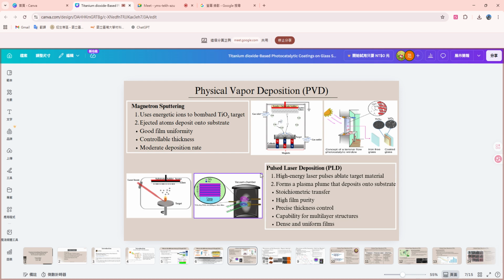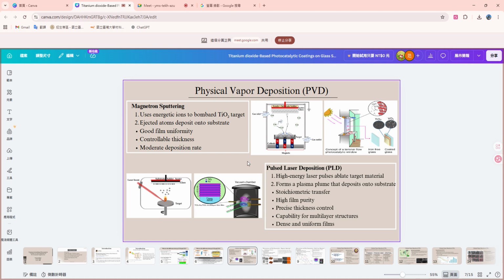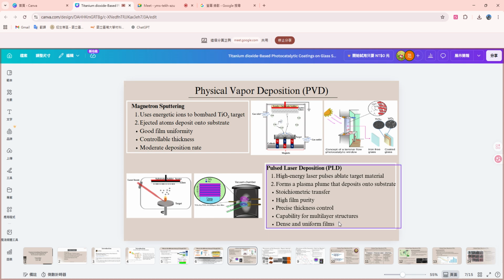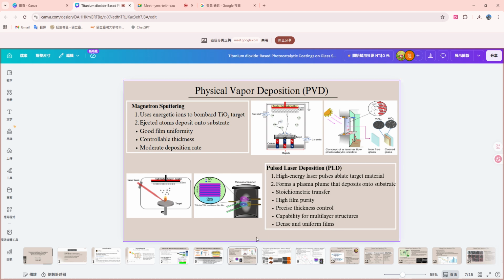The second method is PLD. First, a high energy laser pulse ablates the target material and forms a plasma plume that deposits on the substrate. It also has some advantages: short material transfer, high film quality, and denser and more uniform films.